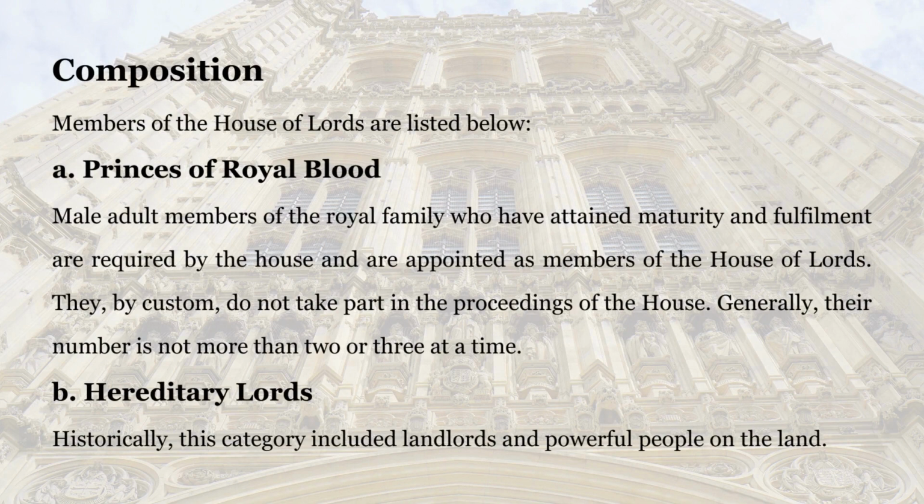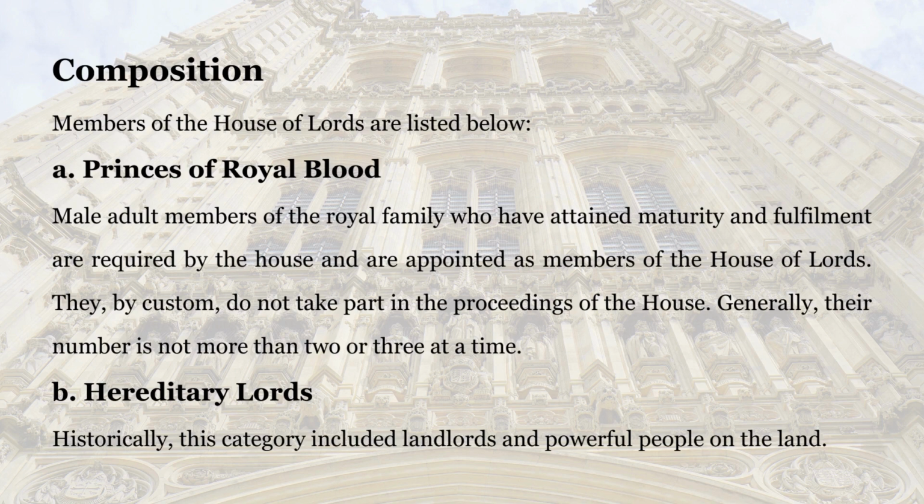Composition. Members of the House of Lords are listed below. A. Princes of royal blood. Male adult members of the royal family who have attained maturity are required by the House and are appointed as members of the House of Lords. They, by custom, do not take part in the proceedings of the House. Generally, their number is not more than 2 or 3 at a time.